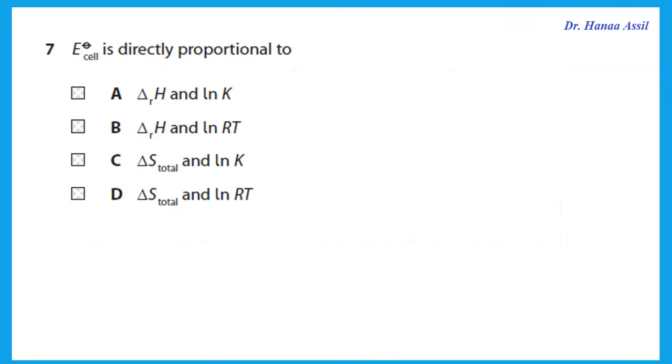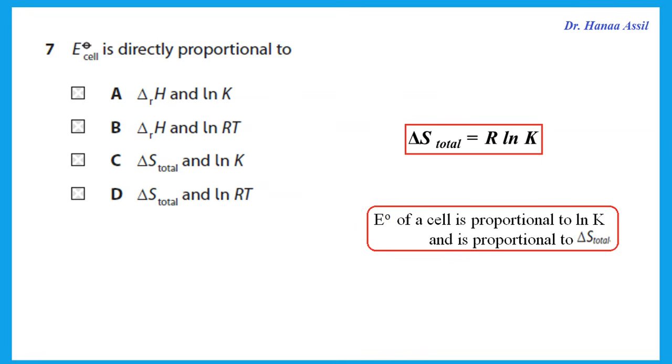E cell is directly proportional to what? You should know that delta S total is R ln K. And then the E cell is proportional to ln K, and that means it is proportional to delta S total. So the E cell is directly proportional to delta S total and natural log of K.